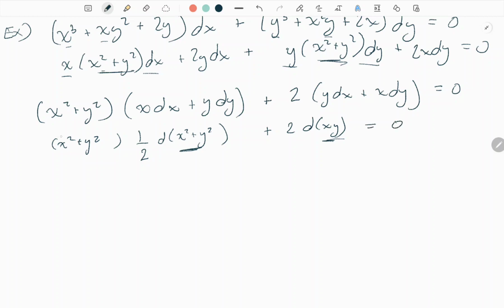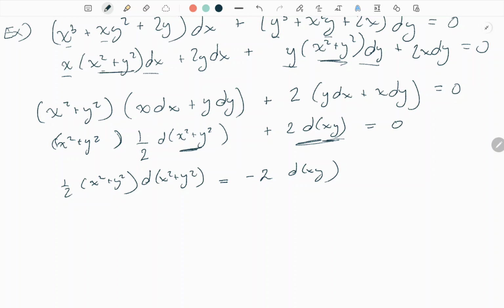Okay, great. So now what we can do is bring the d(xy) over to the other side of the equation. So I'm going to go like this, minus 2, and I have my d(xy) here. And here, let me bring the 1/2 out. I've got x squared plus y squared, d(x squared plus y squared).